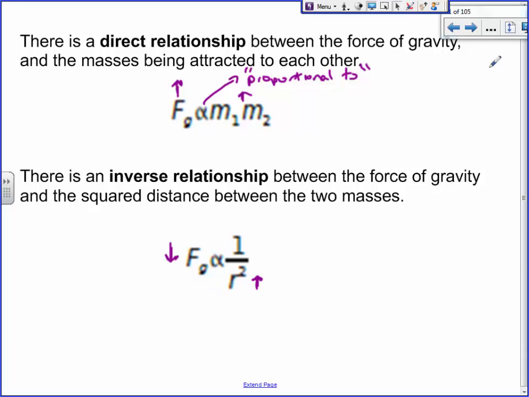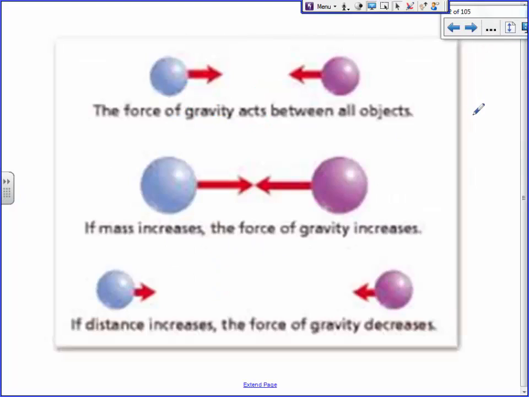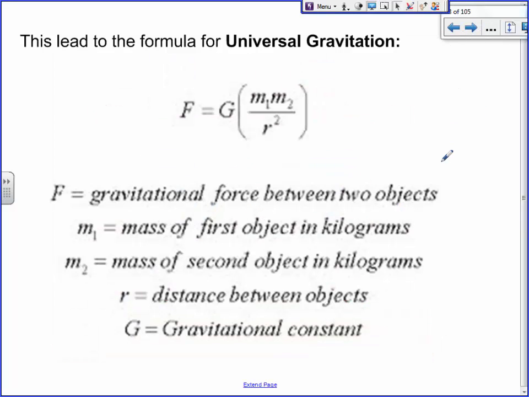Long story short, I've finally gotten around to my point for the day. Here it is. We have a new formula. Yay! So after all of that preamble, here's our new formula. And this is known as the universal gravitational formula.